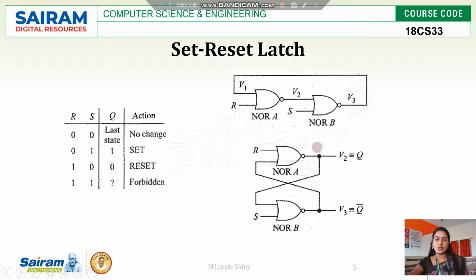Now this is the circuit. We used NOR gate. So two NOR gates, NOR A and B. For the first gate, R is the input. The second input is the output of the second gate. For the second gate, one of the inputs is S. The second input is the output of the first gate. The same circuit is redrawn here. So two inputs and two outputs Q and Q bar. Four input conditions are there. One by one we will check it.